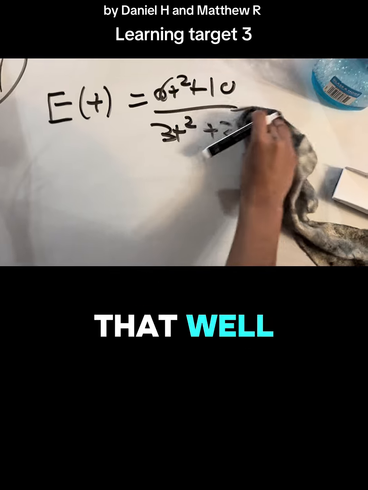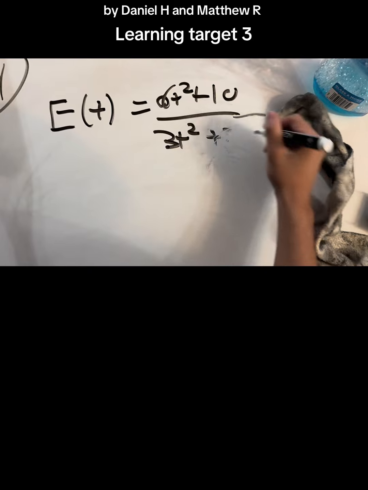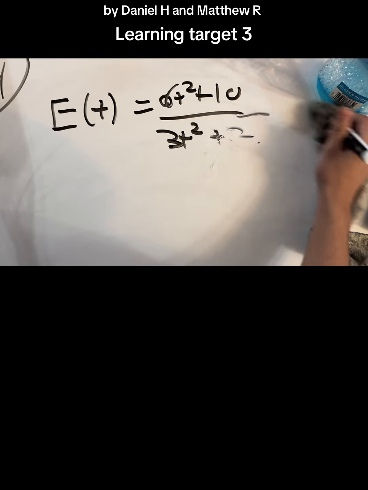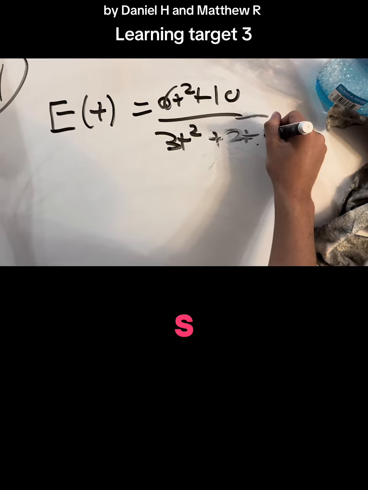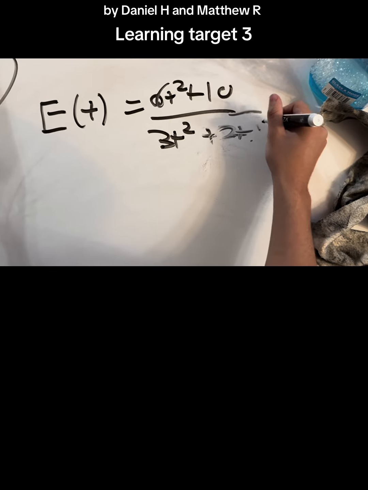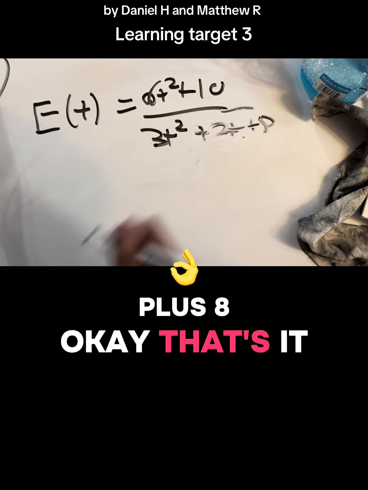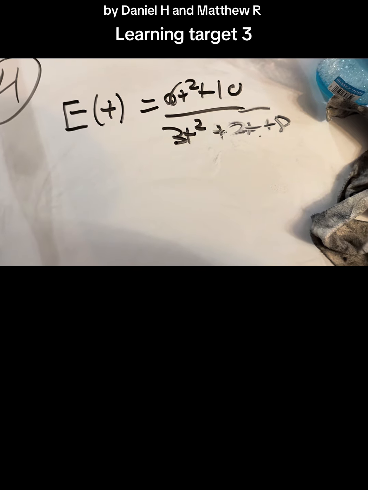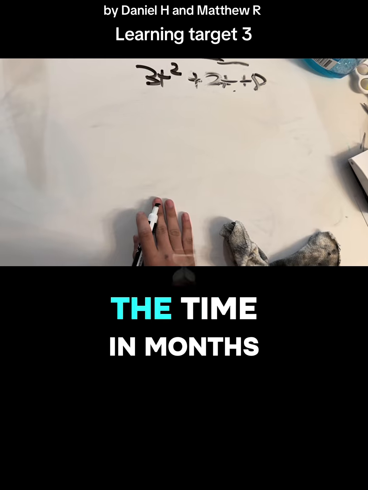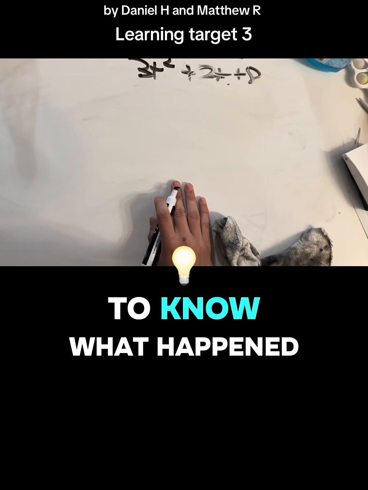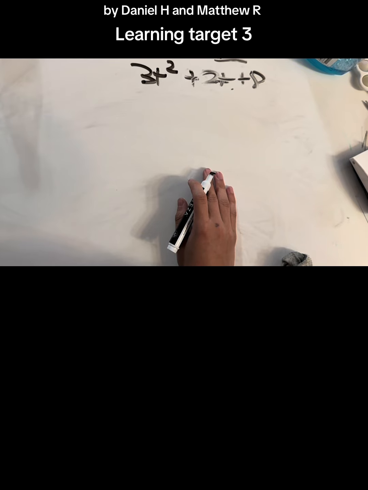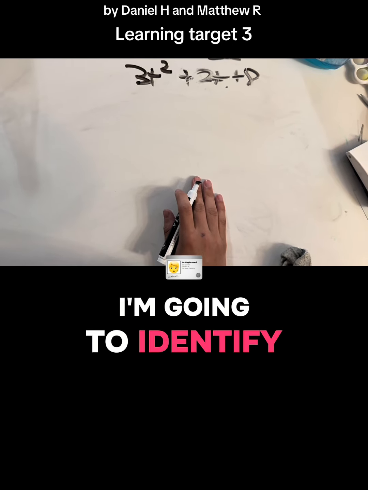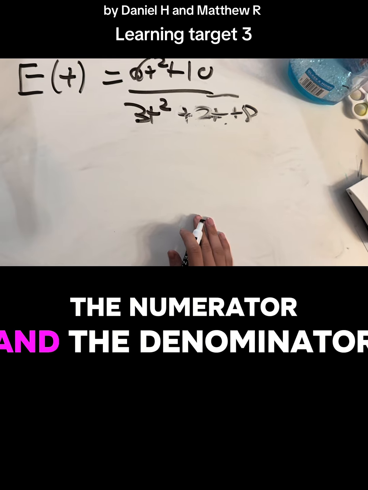Sorry, can't really see that well. 2t plus 8, okay, that's it. So the t represents the time in months, and the company wants to know what happens to the efficiency after a long time. So I'm going to identify the leading terms of the numerator and the denominator.